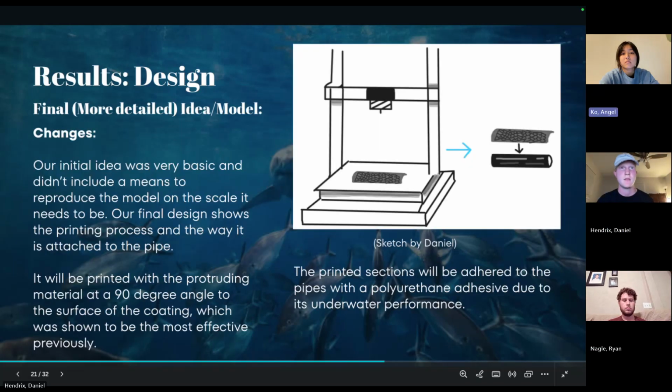Yeah, and this is our final, slightly more detailed model of our final product. It would be 3D printed because it's a very effective way to produce ABS plastic parts. And as mentioned before, the texture will be printed with the protrusions at a 90-degree angle because we found that to be the most effective previously. And these printed sections, like mentioned before, will be adhered to the pipes with a polyurethane adhesive because of its effectiveness and strength underwater.